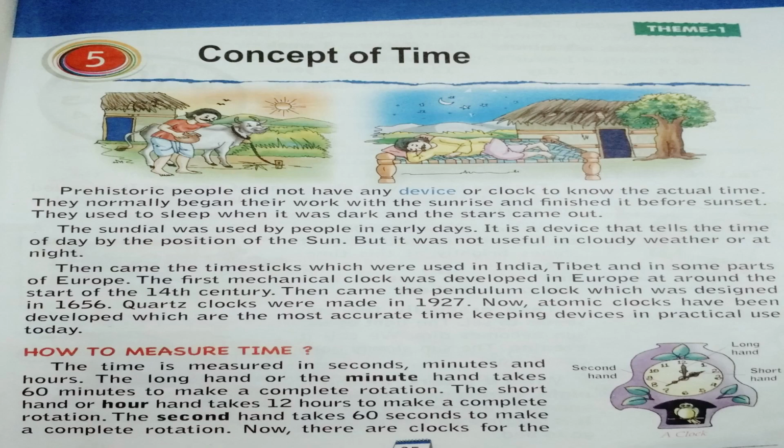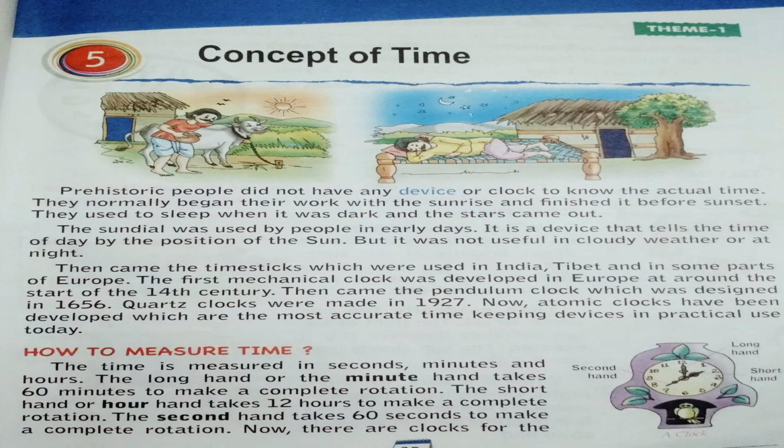So students, as you know, and you can also see in this picture, there are three hands in a clock. There is a long hand which is called the minute hand. It takes 60 minutes to complete one rotation. The other one is a short hand which is called the hour hand. It takes 12 hours to make a complete rotation. And the third one is the second hand. It takes 60 seconds to make a complete rotation. It is also called the seconds hand.